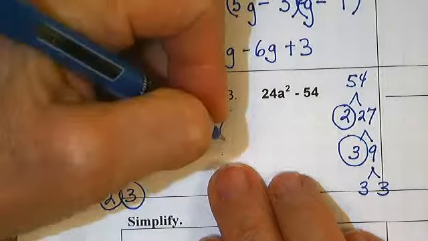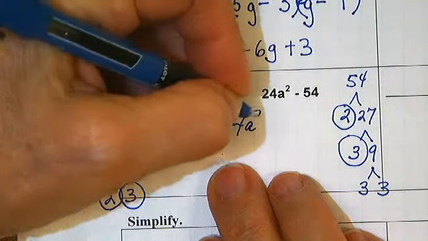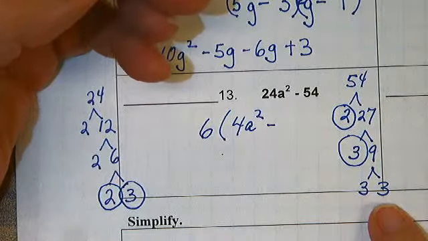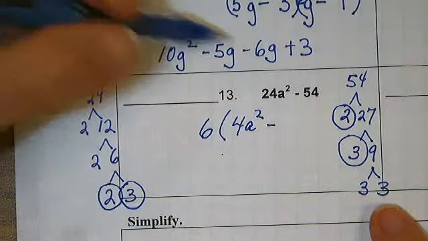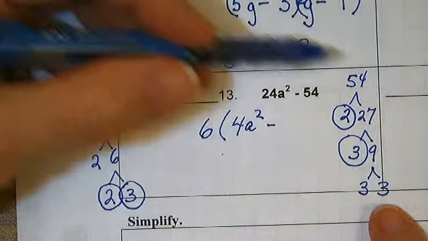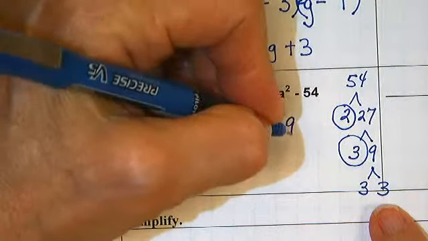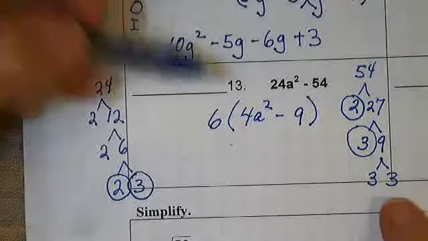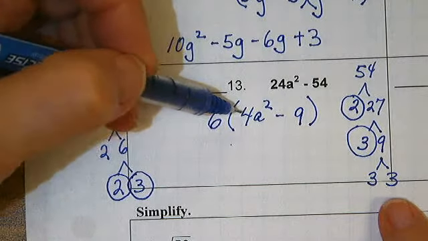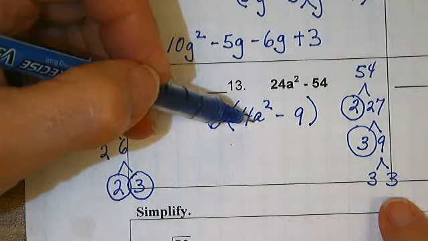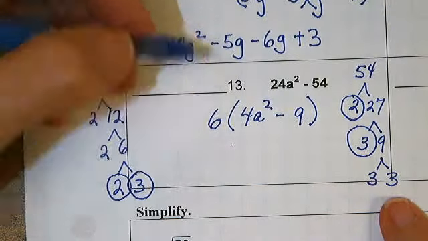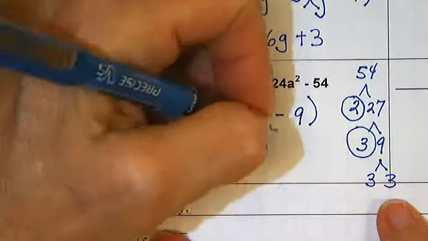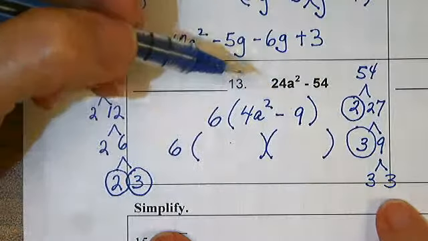So I pull out the 6. That gives me 4a squared minus 9. 2 times 2 is 4, a squared, 3 times 3 is 9. Am I done? No, I am not, and here's why. 4 is a perfect square, a squared is a perfect square, and 9 is a perfect square. So I can, with perfect confidence, notice that I have a difference of squares here.